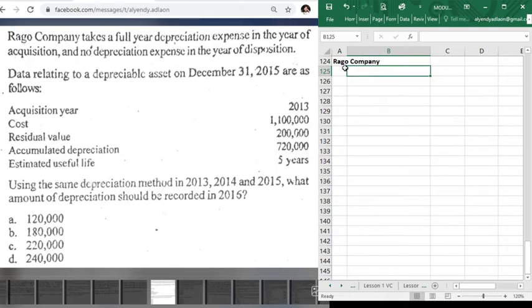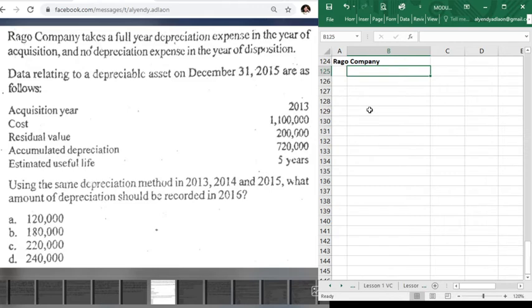Question: what amount of depreciation should be recorded in 2016? Rago Company takes a full year depreciation expense in the year of acquisition and no depreciation expense in the year of disposition. So, say pasabot ani. Kung mayon galing takes full year depreciation in the year of acquisition, so meaning, sa first year niya, maskin pag unsa nga month siya gipalit, kana nga year, full year jud ang depreciation.